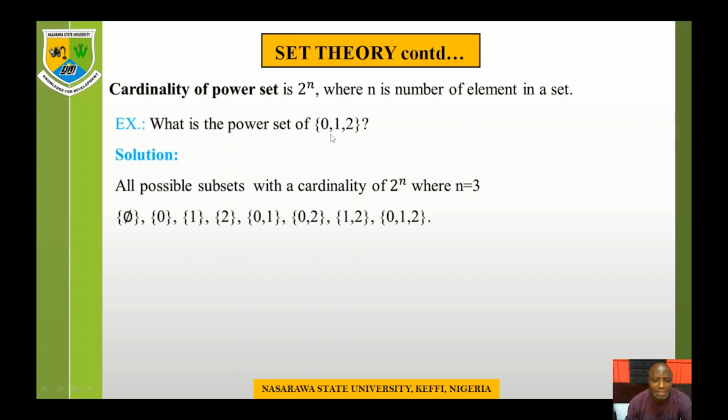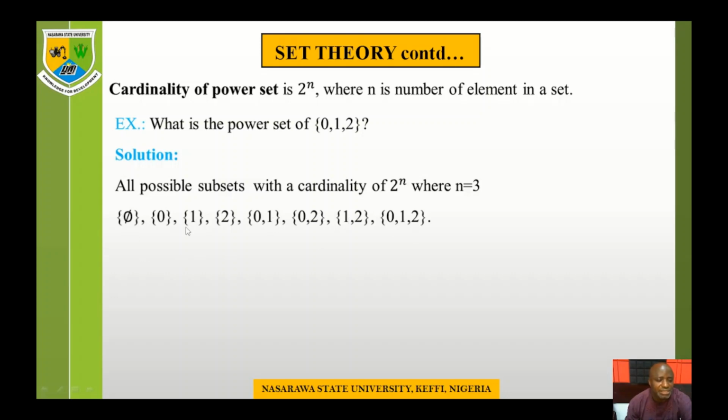How many numbers are here? 1, 2, 3. So n is 3. So 2 raised to power 3 gives you 8. So you are supposed to have 8 sets. If you count here, 1, 2, 3, 4, 5, 6, 7, 8.